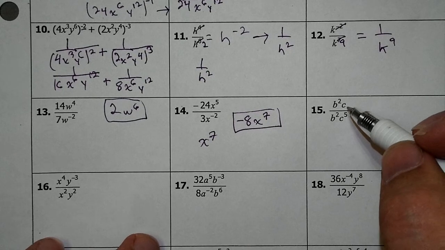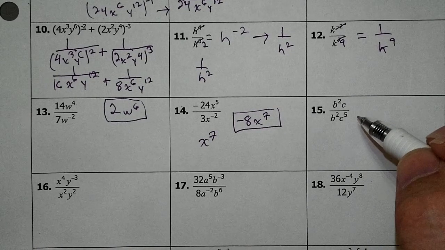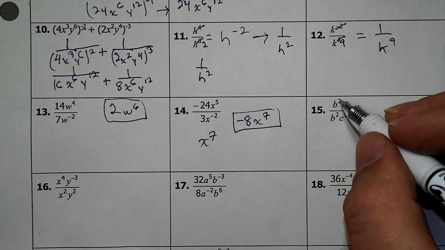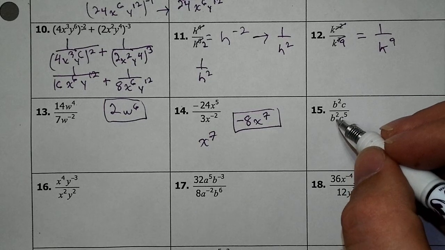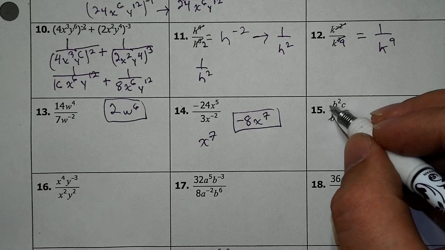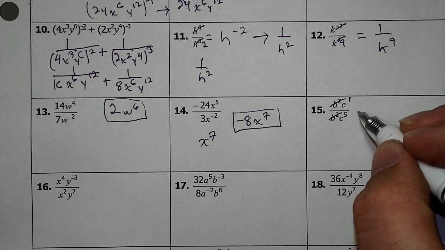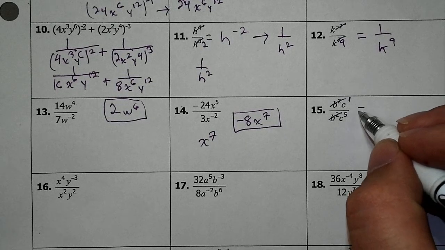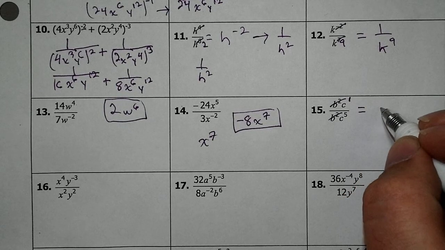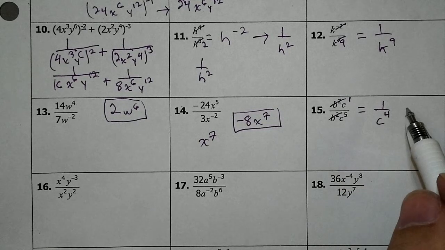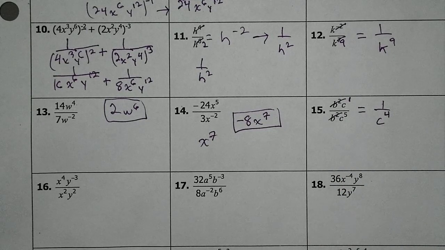Now, on number 15, when you see we've got multiple letters, you still handle it the same way. Let's try this using the cancel method. I have 2 b's on top and 2 b's on bottom, so guess what? All of my b's are going to cancel. I have 1 c on top, 5 on the bottom. 1 minus 5 is 4, so what's going to be left is the 4 c's on the bottom. Whenever things cancel out, put in the number 1 to hold the place.